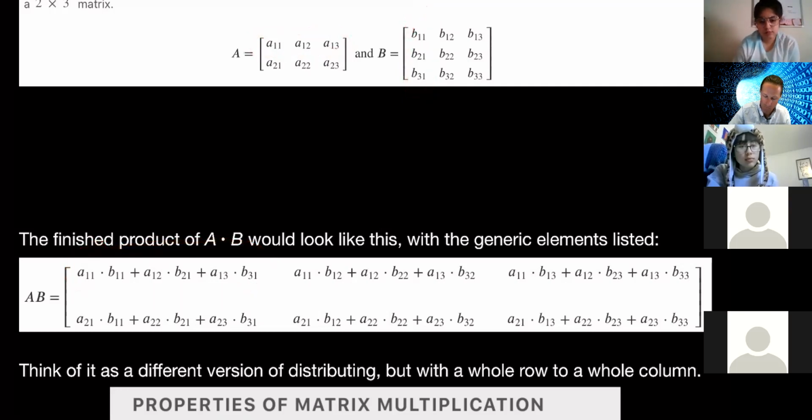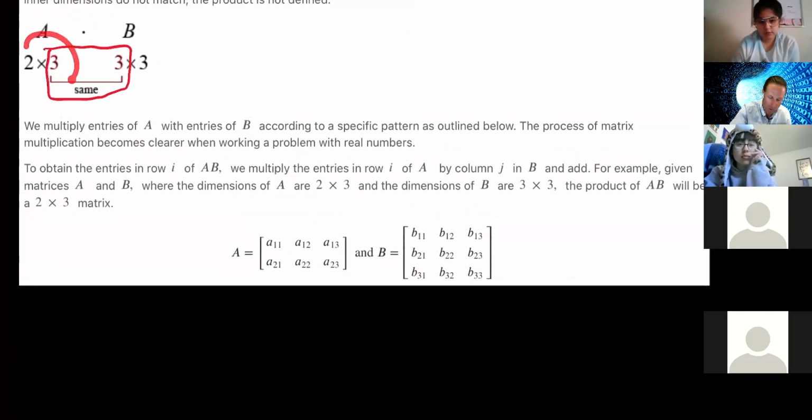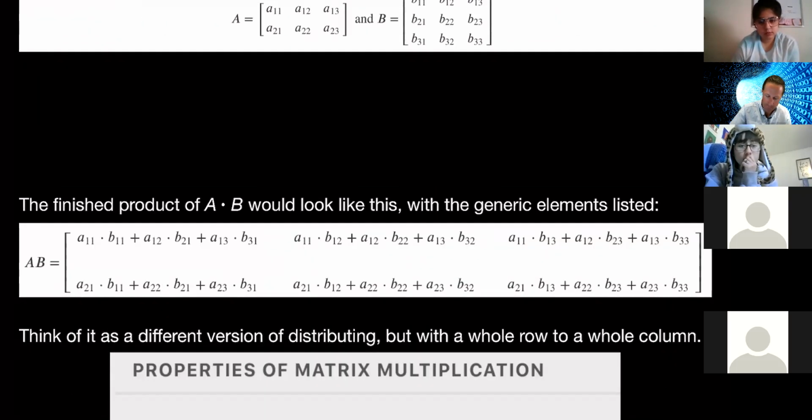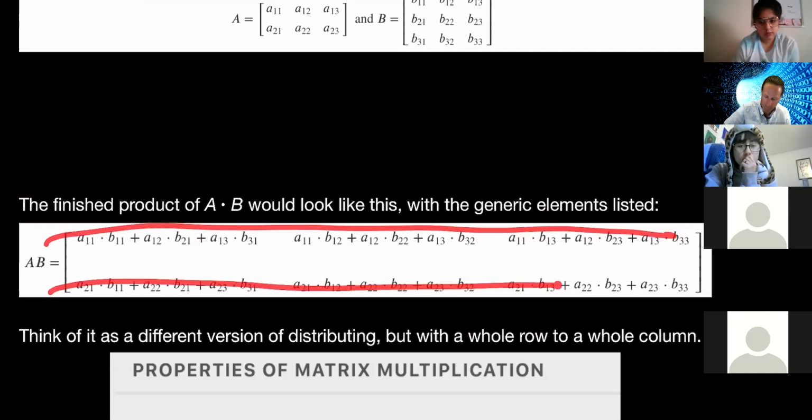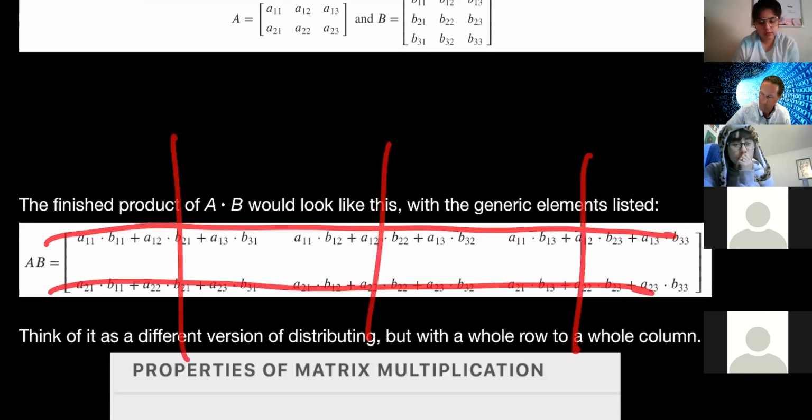Okay, and as you can hopefully see, when we multiply a 2 by 3 to a 3 by 3, what will the result yield? A 2 by 3.